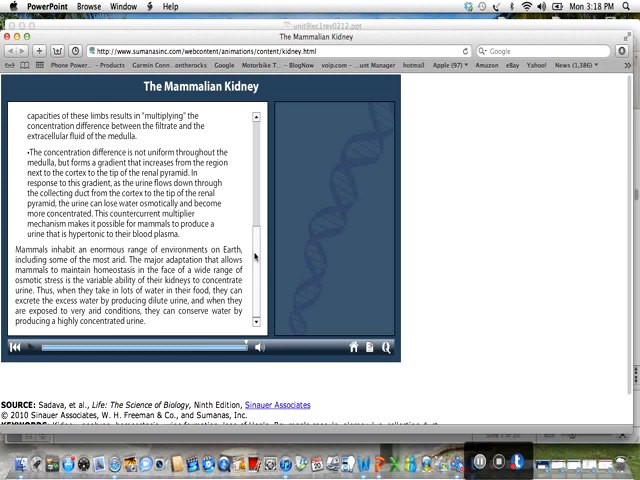Mammals inhabit an enormous range of environments on Earth, including some of the most arid. The major adaptation that allows mammals to maintain homeostasis in the face of a wide range of osmotic stress is the variable ability of their kidneys to concentrate urine. Thus, when they take in lots of water in their food, they can excrete the excess water by producing dilute urine, and when they are exposed to very arid conditions, they conserve water by producing highly concentrated urine.